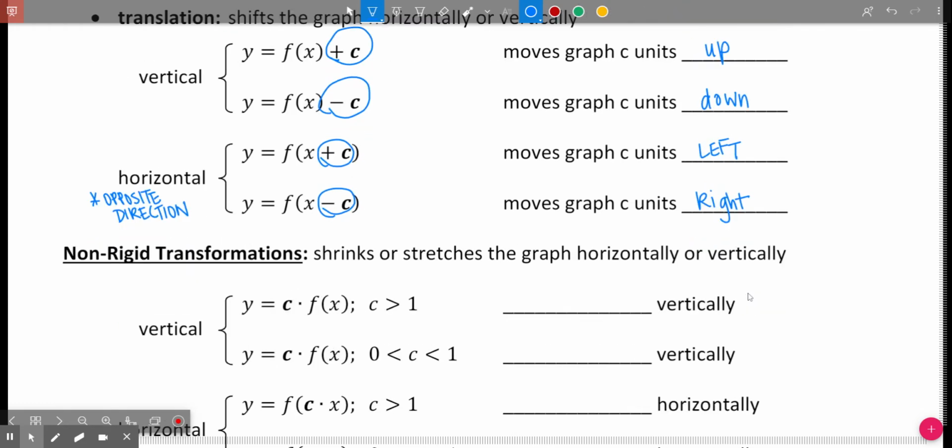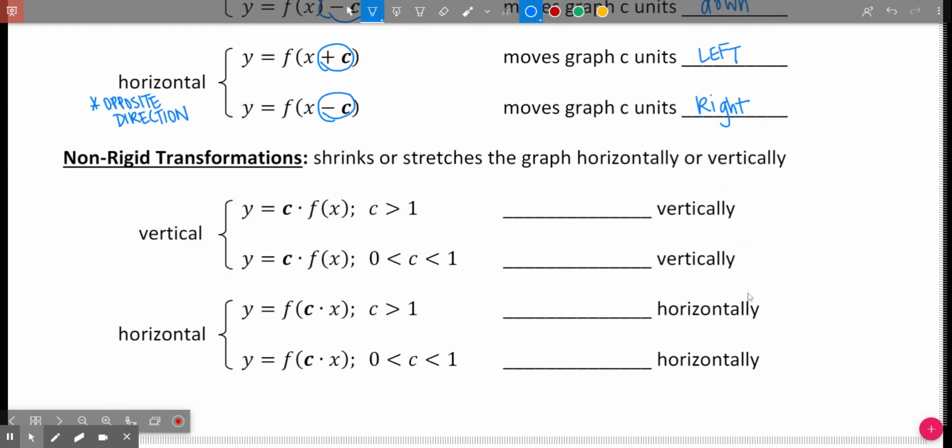The other type of transformation is called a non-rigid transformation, and it's going to produce shrinks and stretches in two different directions. You can shrink or stretch horizontally or vertically. The way you determine it is based on the location of your multiplier. So if you are multiplying outside the function, that's a vertical stretch or shrink. If you're multiplying inside the function, that's a horizontal stretch or shrink.